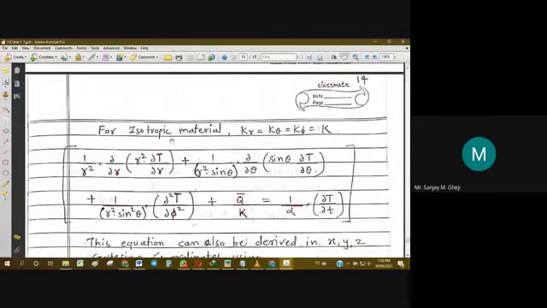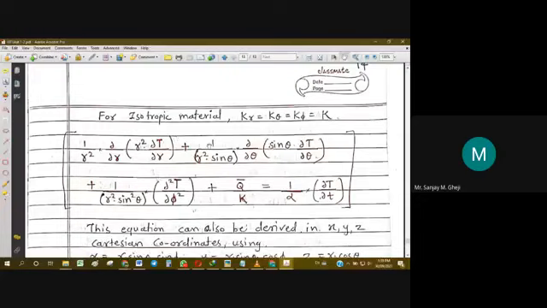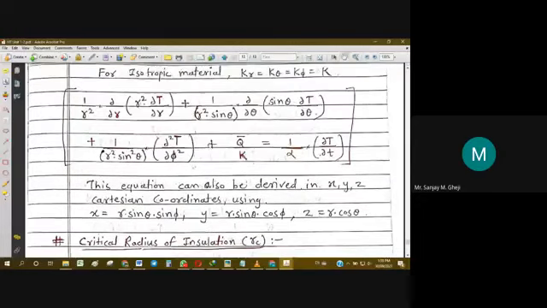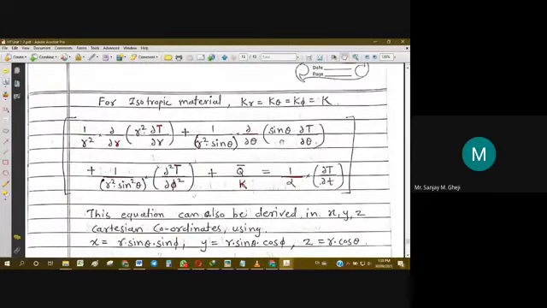Again, detailed derivation is not there. You only have to know and understand the terms in the final equation. So this is the final form of equation.